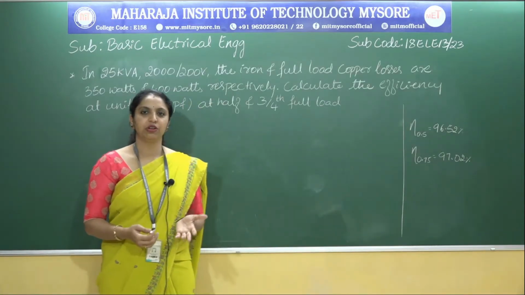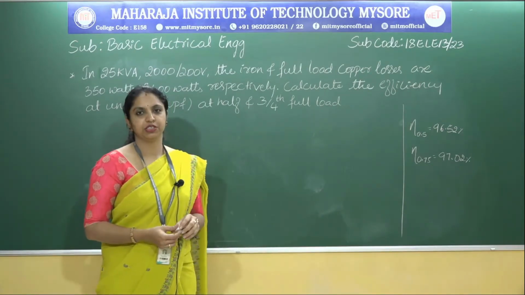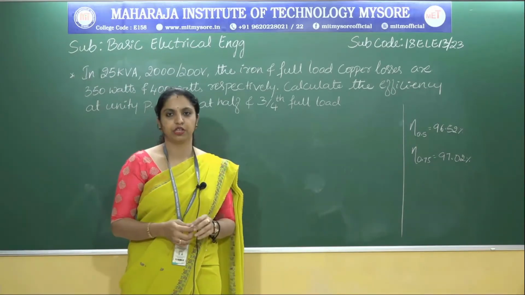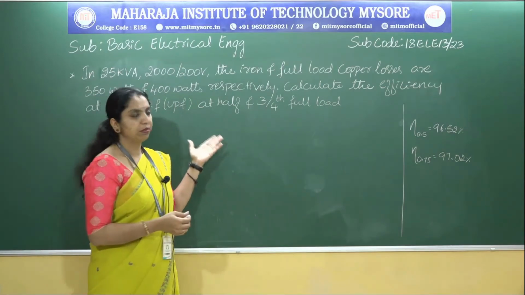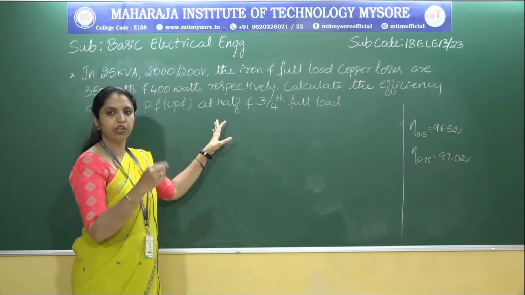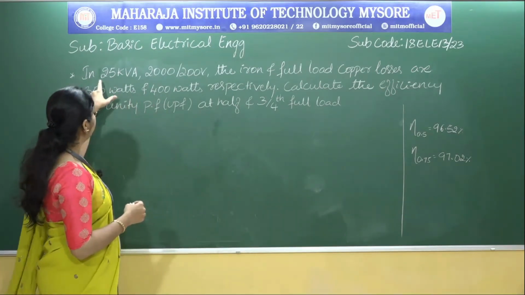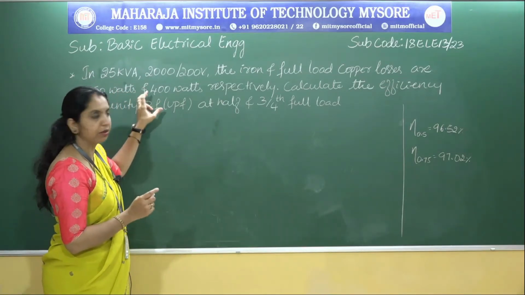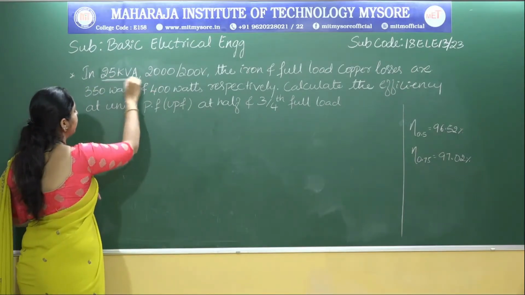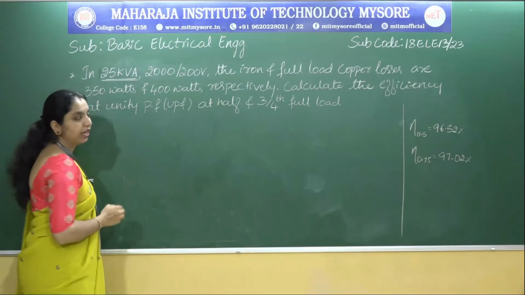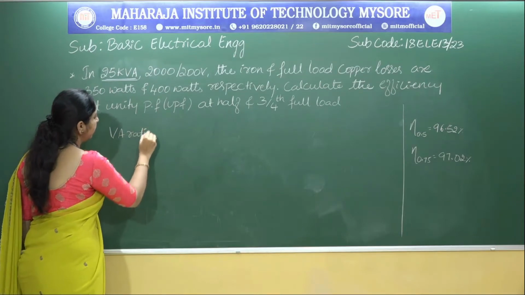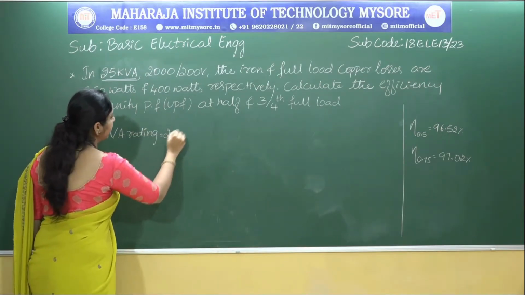Now we shall move on to the problems on efficiency. Till now we have understood the problems on VA rating and the EMF equation of a transformer. Now we move on to the problems on efficiency of a transformer. Look at the problem carefully. Based on the statement, we need to write down the given data. Here we have 25 kVA. Please look at the unit here, the unit is kVA. This is nothing but the VA rating, which is equal to 25 kVA.